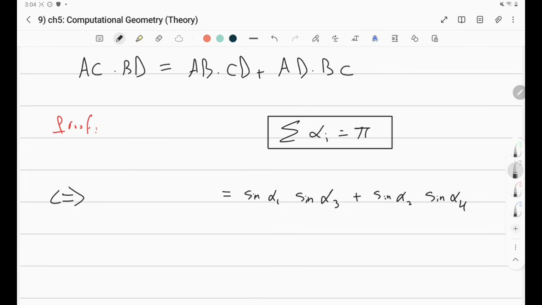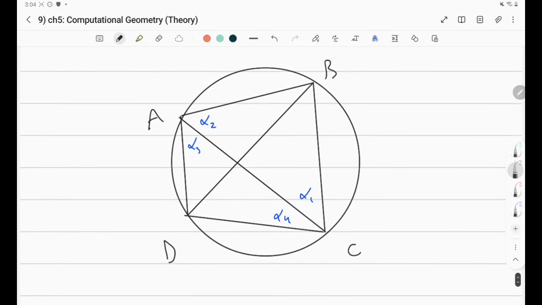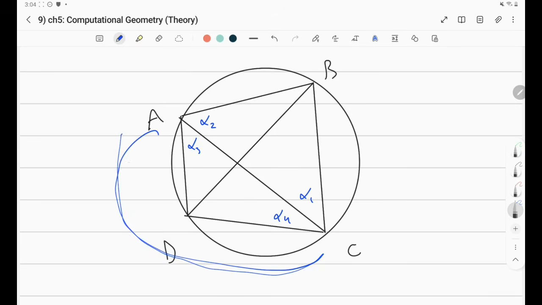Okay, now what about the diagonals? Well, guess what? It's the same. Not a big deal. For example, the diagonal AC, what's the thing? Like basically it's this arc, right? This angle. So what's this angle here? We know, remember, this is a cyclic quad, and hence this angle here is alpha 2, and this angle here is alpha 1. And hence I can just replace this with sine of alpha 1 plus alpha 2.